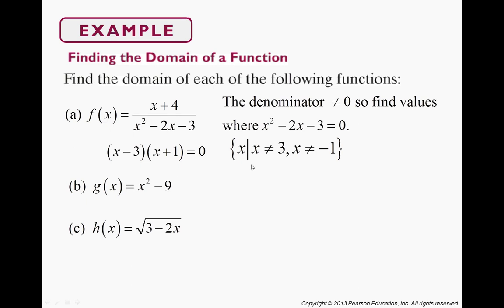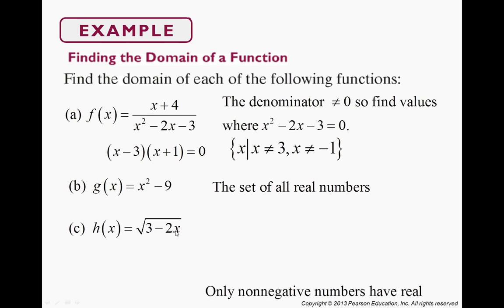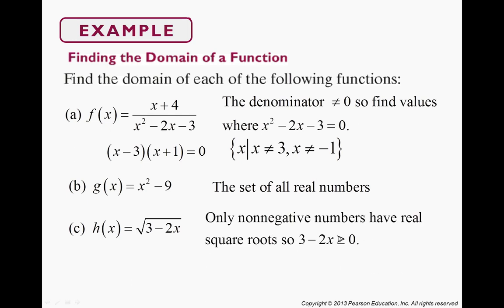If you look at B, B doesn't have any square roots and it doesn't have any denominators. So its domain is the set of all real numbers. C, we got some values underneath the square root. So we take whatever values we have underneath the square root and we say that has to be greater than or equal to 0. We then solve for x, so we minus 3 and divide by negative 2.